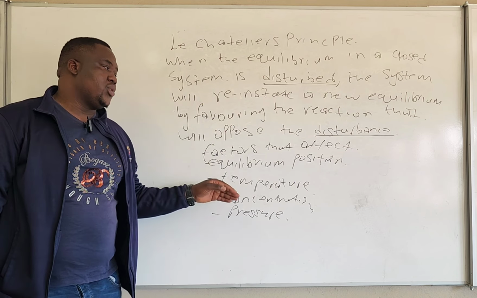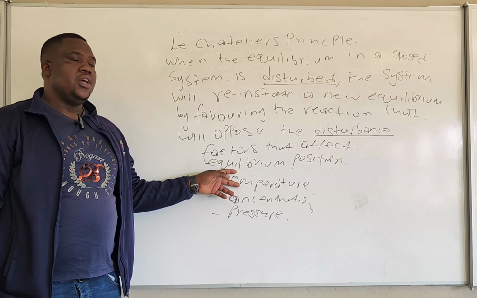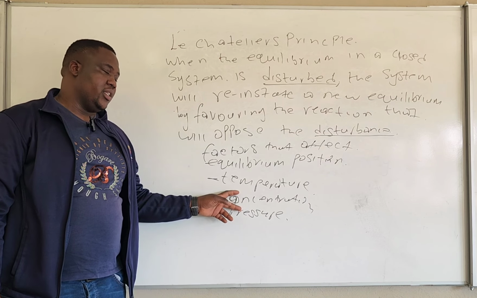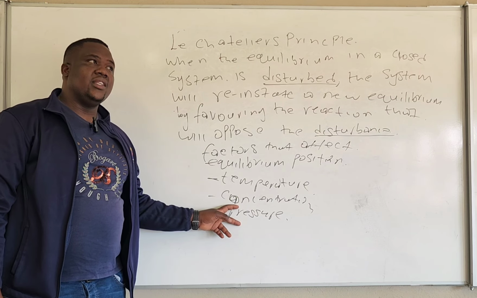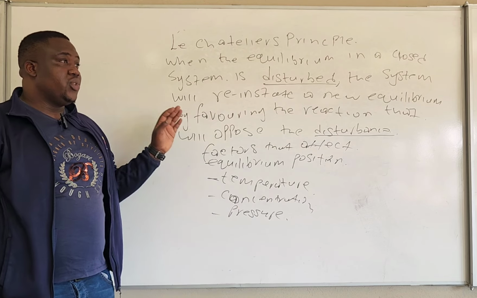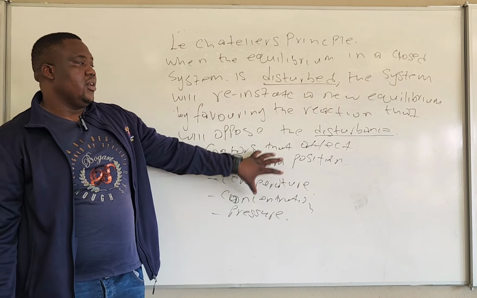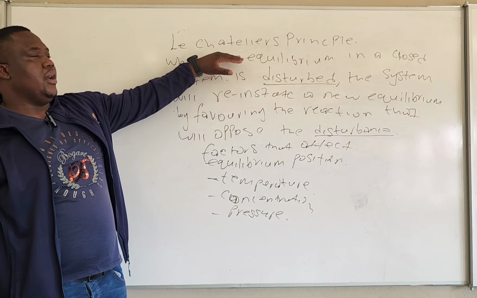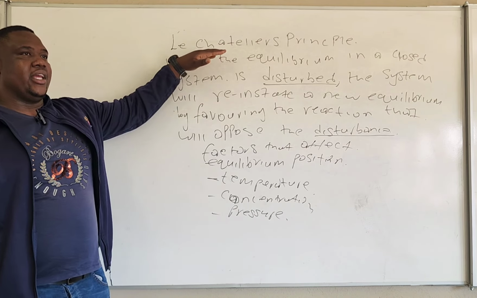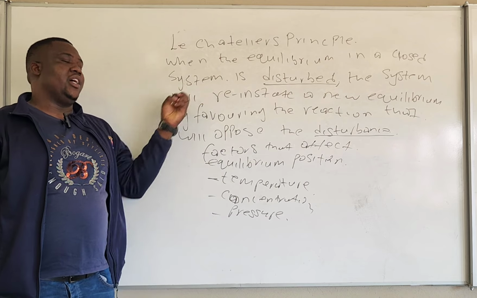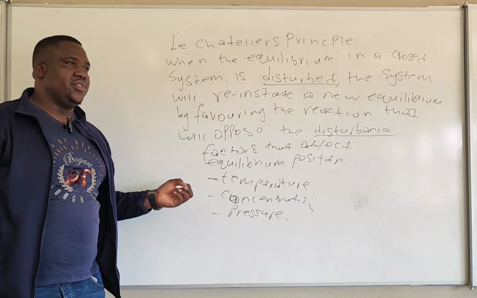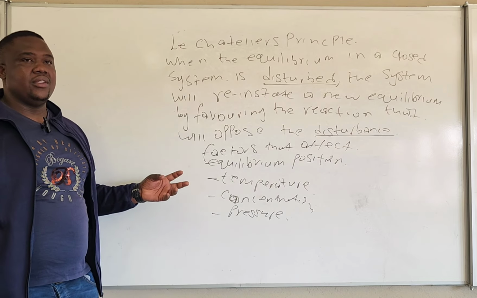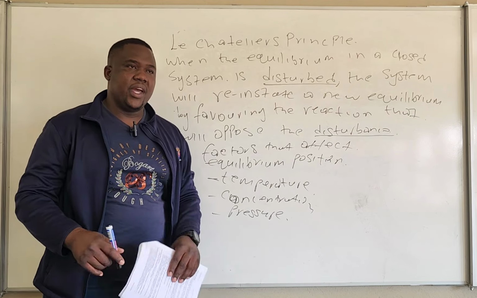The disturbance that we're talking about is temperature. It means temperature is a disturbance. Concentration is a disturbance. Pressure is a disturbance. So you need to take note how these factors that affect equilibrium position are related with Le Chatelier's principle. We use Le Chatelier's principle to explain how each factor works, how each factor functions. I hope we are together.